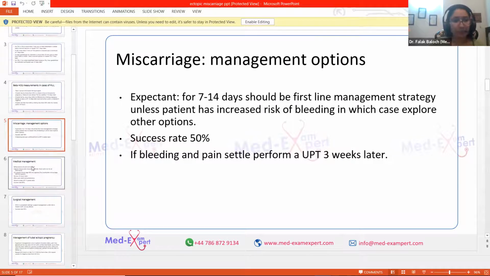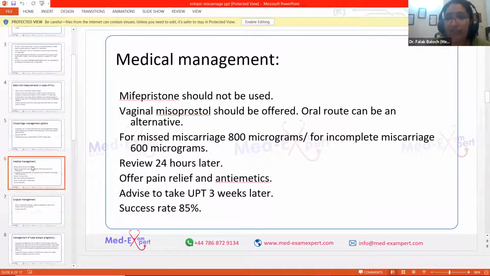Coming forward, the next management option is medical management. There is a confusion. Many people think that mifepristone is supposed to be used, but no, mifepristone is not supposed to be used in cases of miscarriage. Vaginal misoprostol is used. Oral route can be a suitable alternative. The dosage of misoprostol for missed miscarriages, we go for 800 micrograms. For incomplete miscarriage, we go for 600 micrograms. We advise the patient to come back for a review 24 hours later.